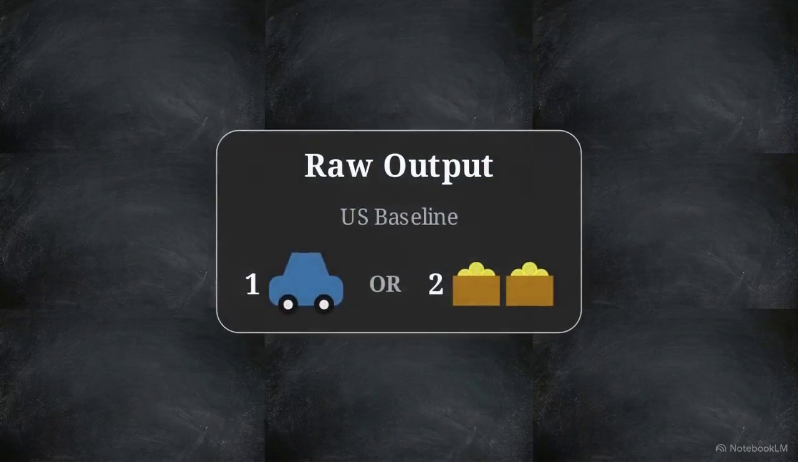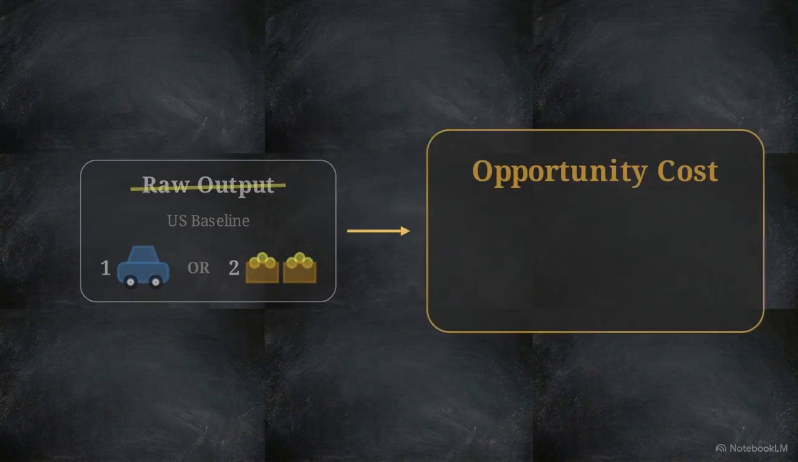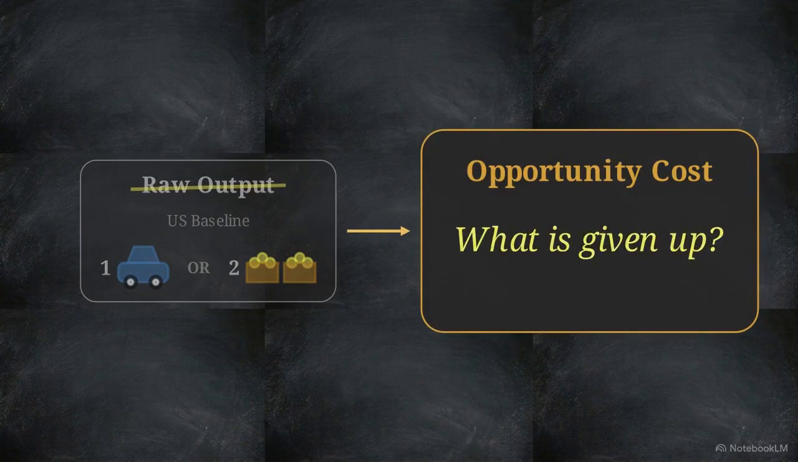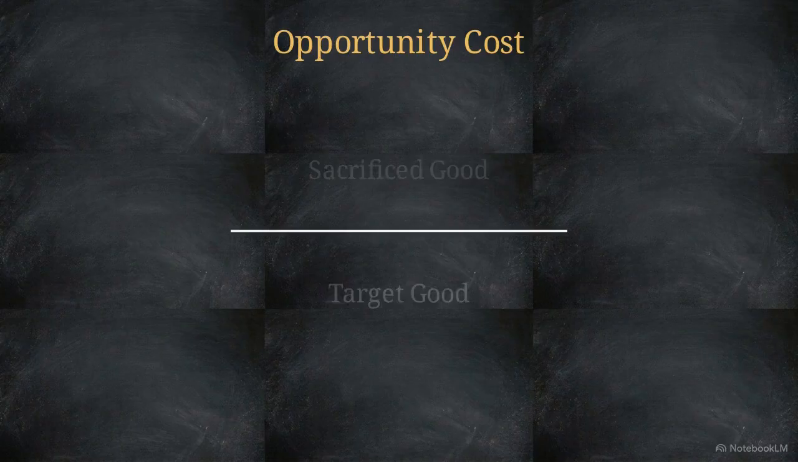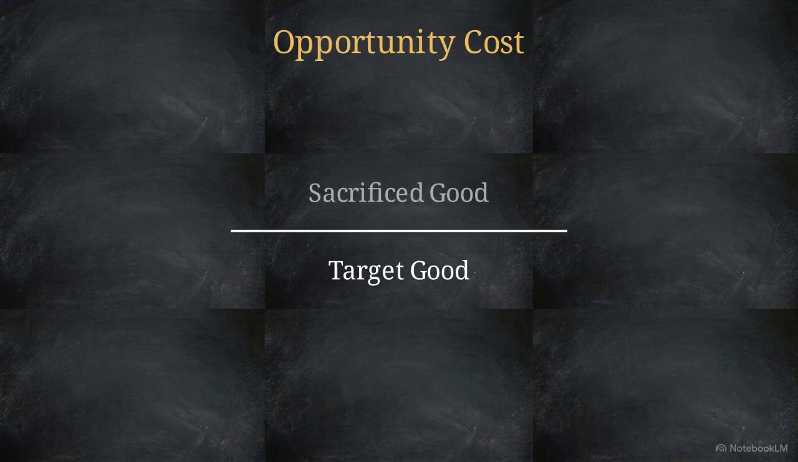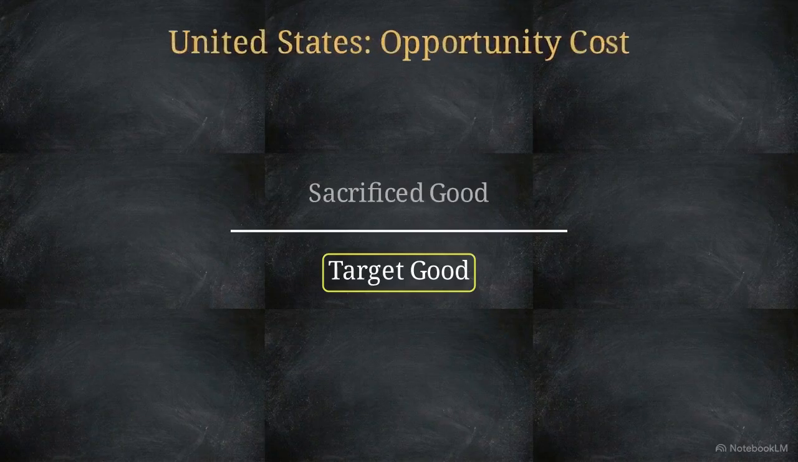Figuring out how these two countries should trade requires us to look past raw output and calculate what each country actually gives up to produce these goods. To find that out, we calculate the opportunity cost. There is a simple, foolproof rule for setting up this math. The quantity of the good you want to produce must always go in the denominator.